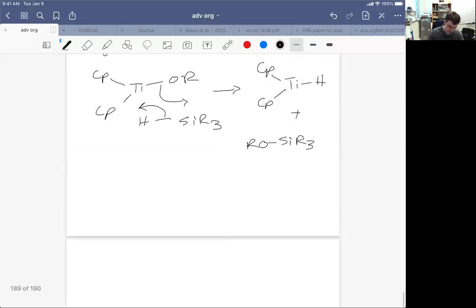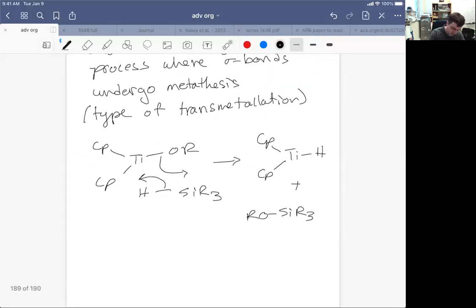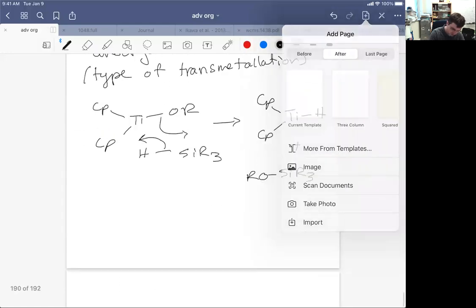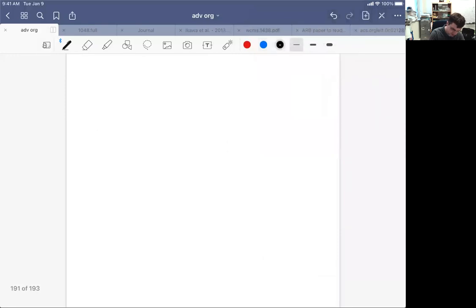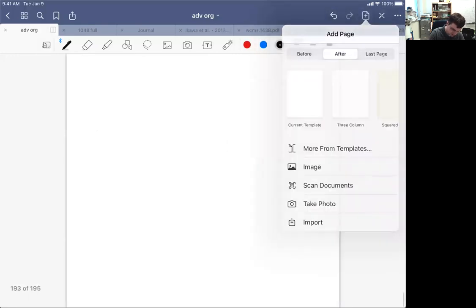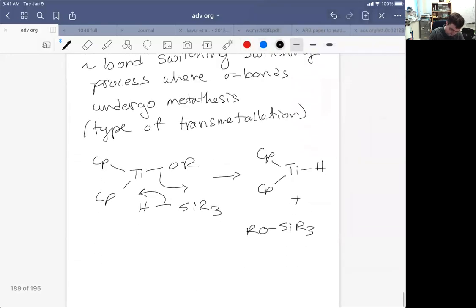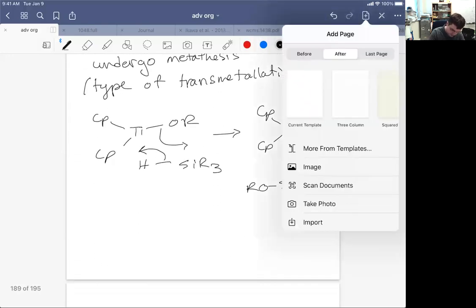Anyway, what I want to do now is move into a huge field of metathesis called olefin metathesis.